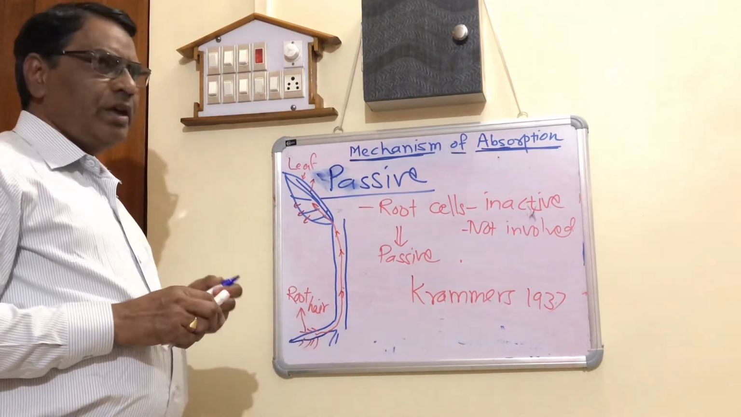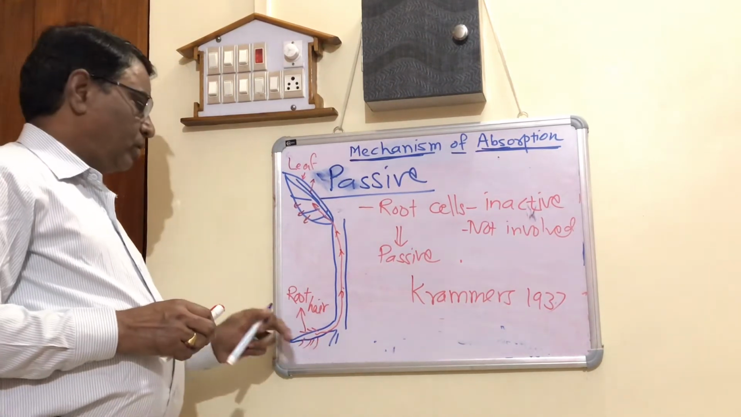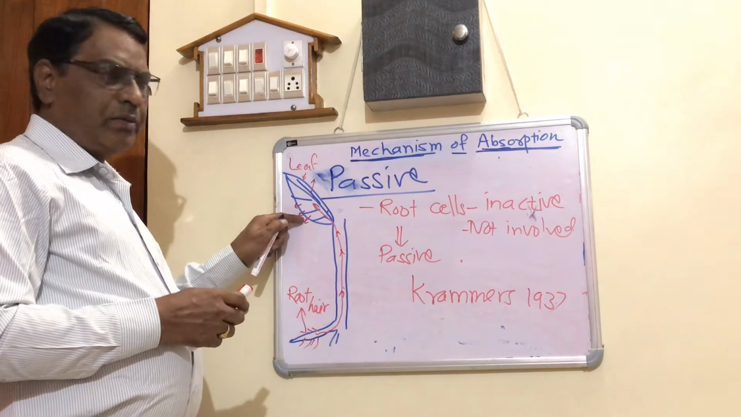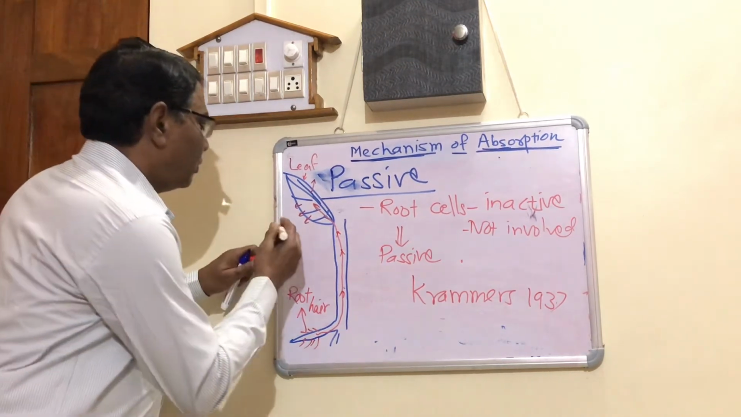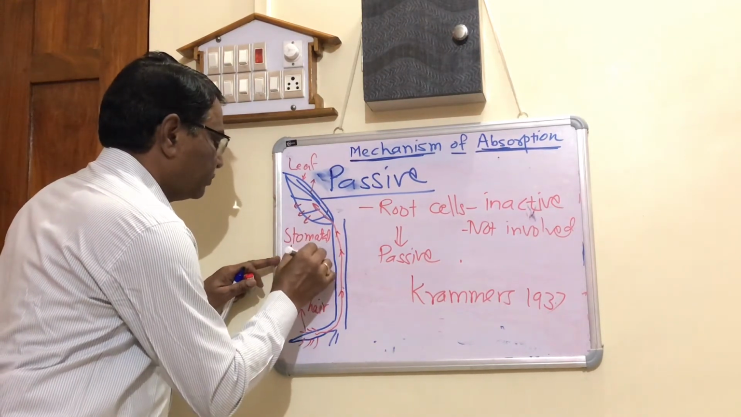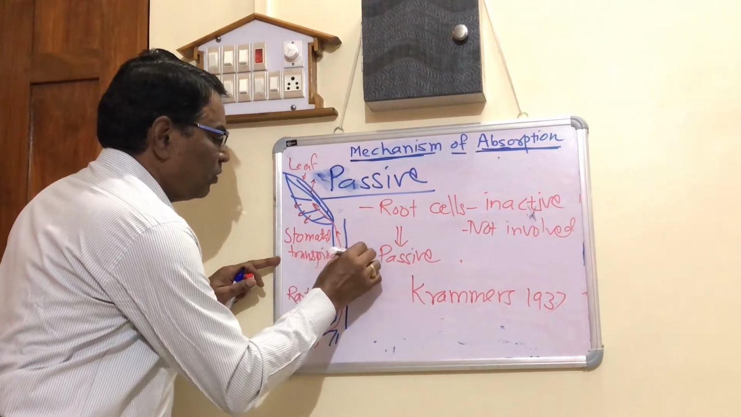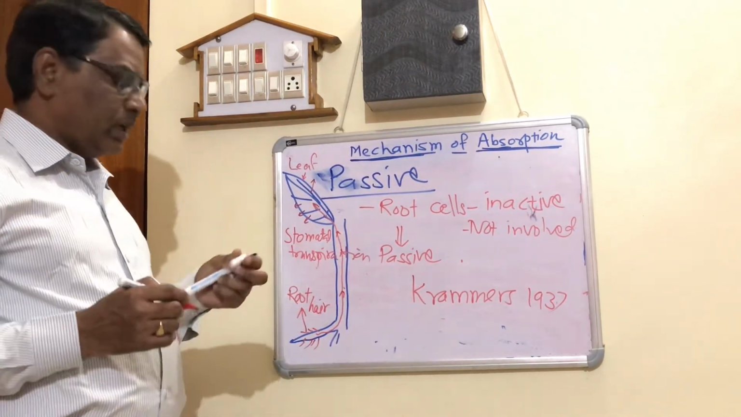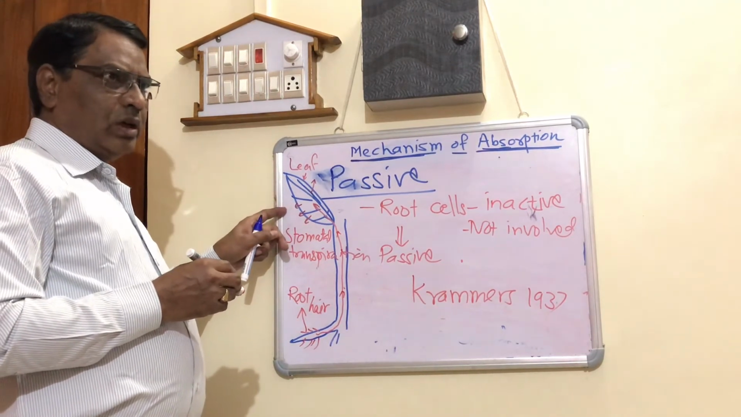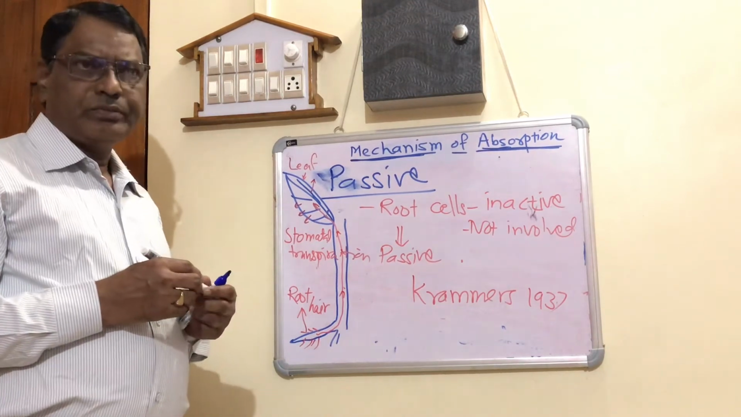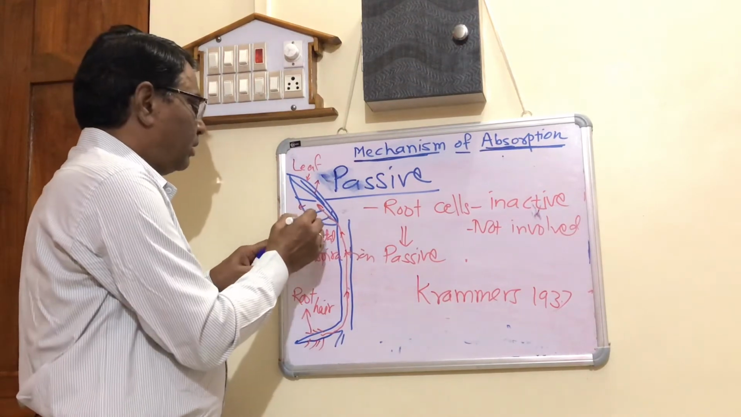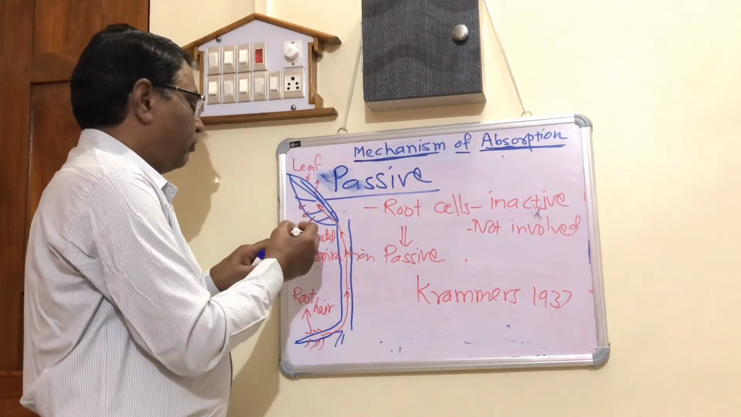Now here, according to this theory, the force that is developed in a leaf is simply due to the stomatal transpiration. That means a large amount of water gets transpired through the stomata, and that transpired water through the leaves creates a tension on the xylem strand.